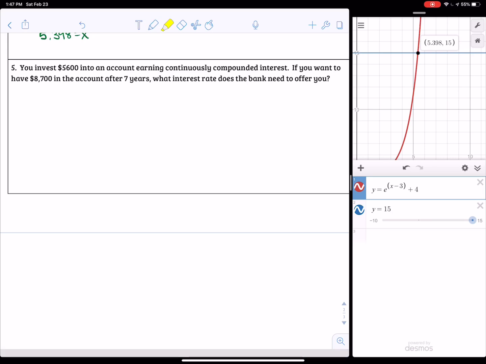So, continuously compounded interest tells us that we need the PERT formula. So A equals P e to the RT power. A is your final amount. What's always on the left side is our final amount, no matter what letter they use. P is the initial amount. Again, no matter what letter is there, that would always be our initial amount. And then R equals the rate, and T is time.